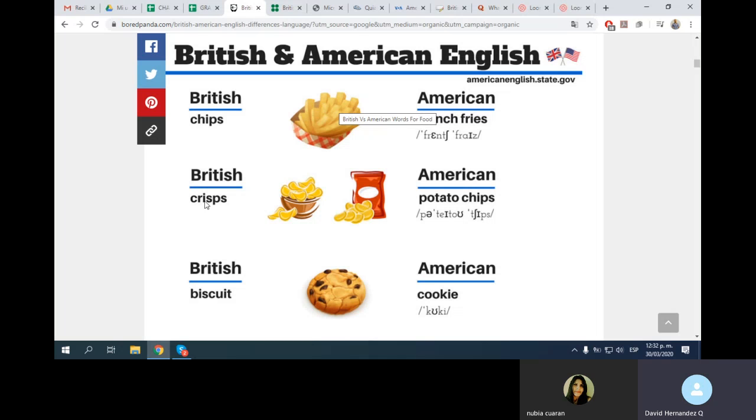Listo, esa es una palabra un poquito difícil de pronunciar porque tiene una S, una P y luego otra S. Entonces nos la ponen difícil. Esto va crisps, crisps. Listo. Trata de hacerlo para mí, yo te escucho. A ver, crisps. Crisps. Eso, muy bien, esa sí te salió súper.